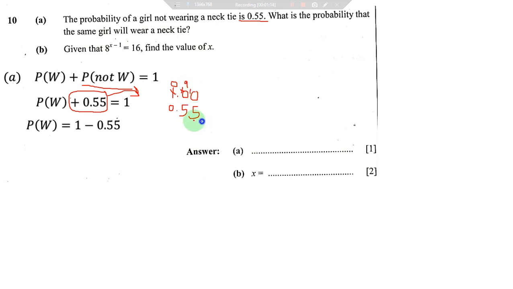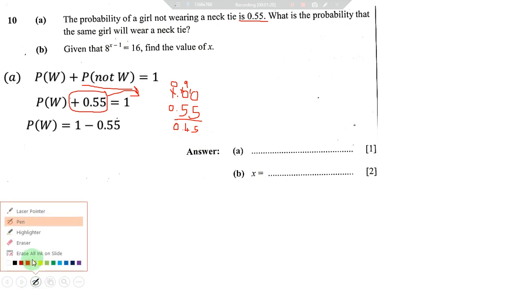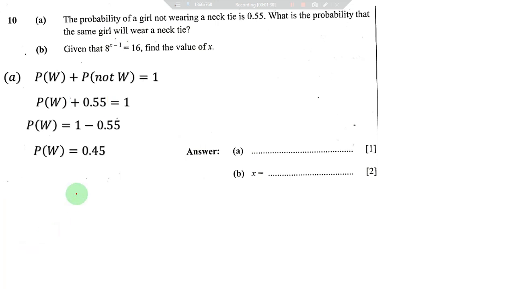So 10 minus 5, we have a 5. And then 9 minus 5, we have a 4. Then point, 0 minus 0, we have a 0. So the final answer there is 0.45. And that is the probability of wearing a necktie, 0.45. Don't forget to write on the answer grid.